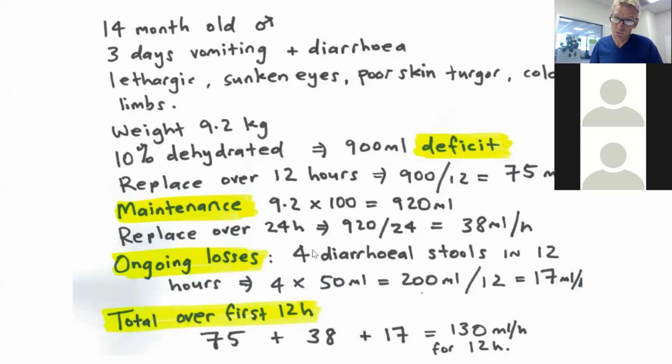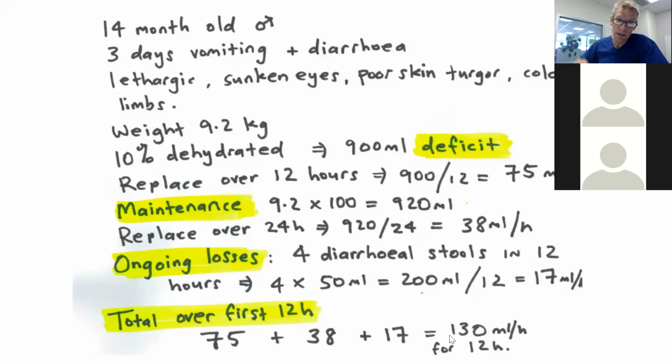And this child had had 4 diarrheal stools in the last 12 hours. So that's, remember, under 2 years of age, it's 50 mils per diarrheal stool. So 50 times 4 is 200 mils, and you divide that by 12 hours, that was over a 12-hour period, so an extra 17 mils an hour. So at least this child would have to have 75 as the deficit, plus the maintenance, 38, plus ongoing losses, 17, and that's 130 mils for 12 hours.